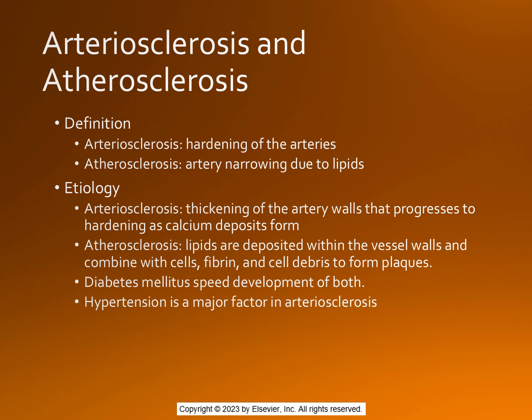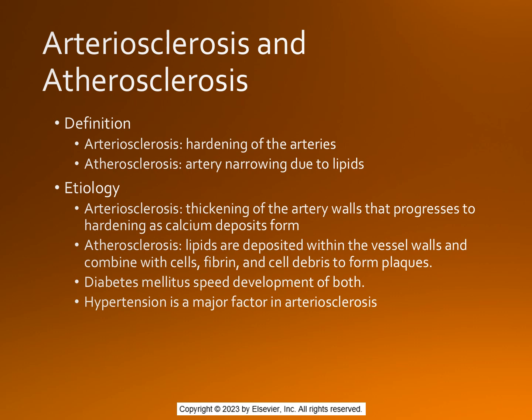Arteriosclerosis is the hardening of the arteries. This is a general term for a variety of arterial changes. Arteriosclerosis occurs with aging as degenerative changes occur in the small arteries and arterioles. This disorder is characterized by thickening of the artery walls that progresses to hardening as calcium deposits form. This can lead to ischemia and necrosis in various tissues.